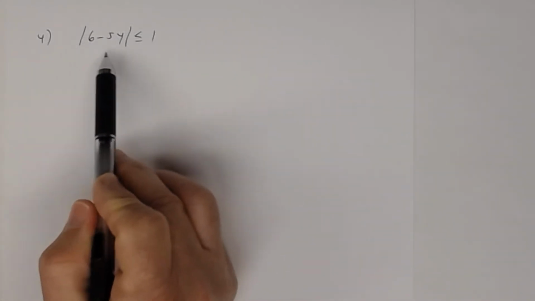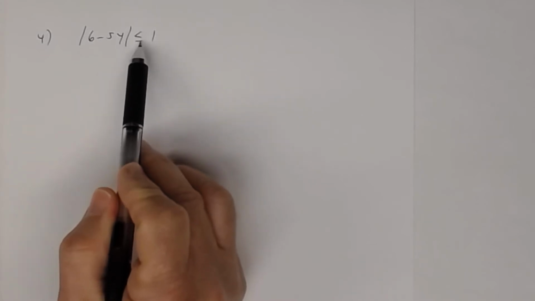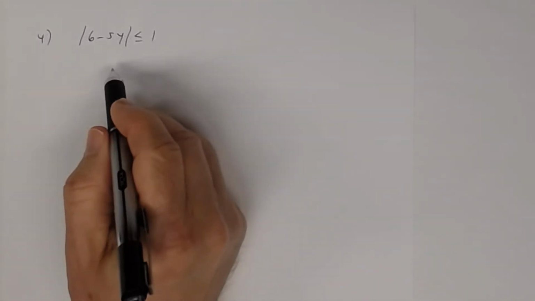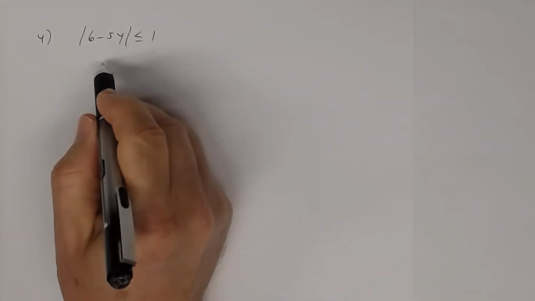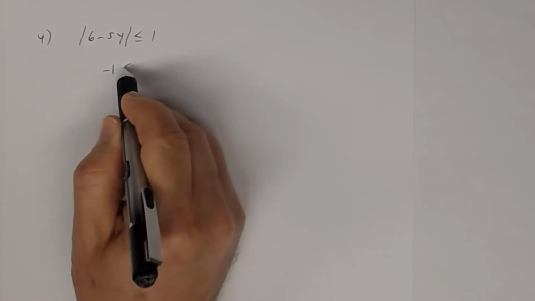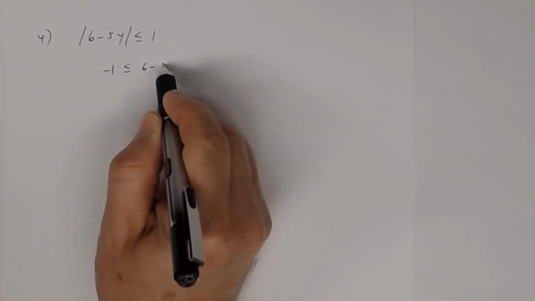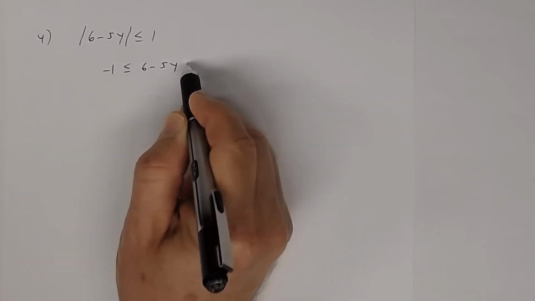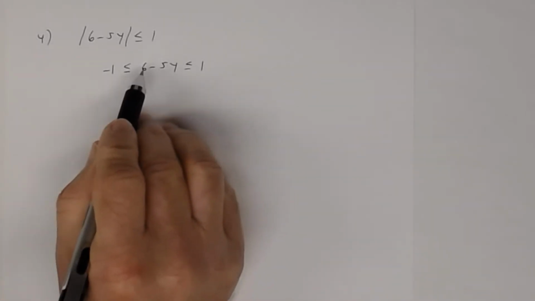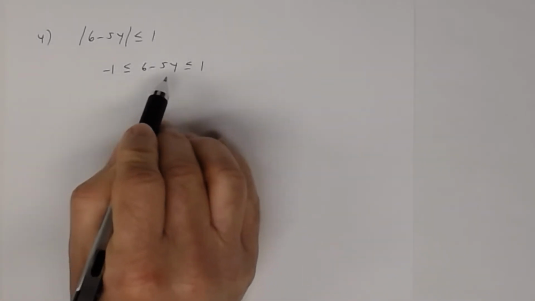The absolute value expression is by itself. It's a less than or equal to. So that's the compound inequality that we wrote it as. So we're going to say -1 is less than or equal to 6 minus 5y, which is less than or equal to 1. Okay? And then we've got to get that variable y in the middle by itself.